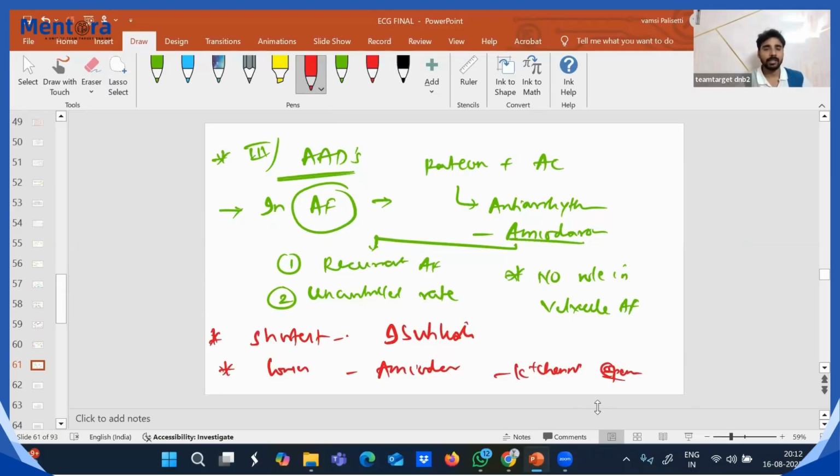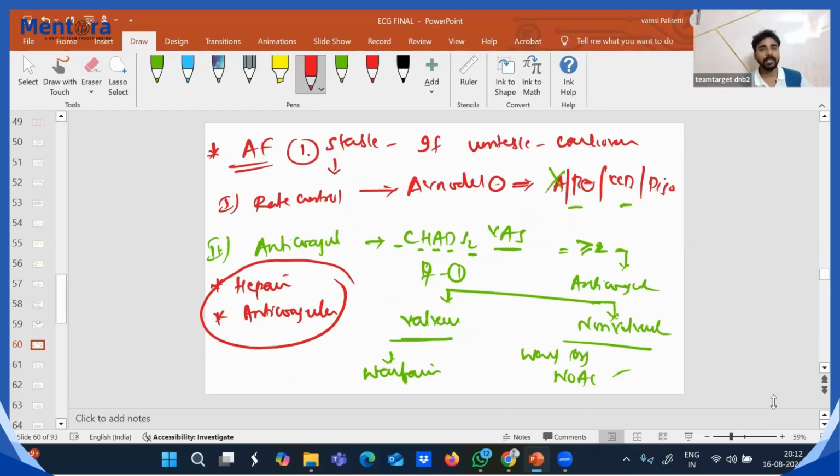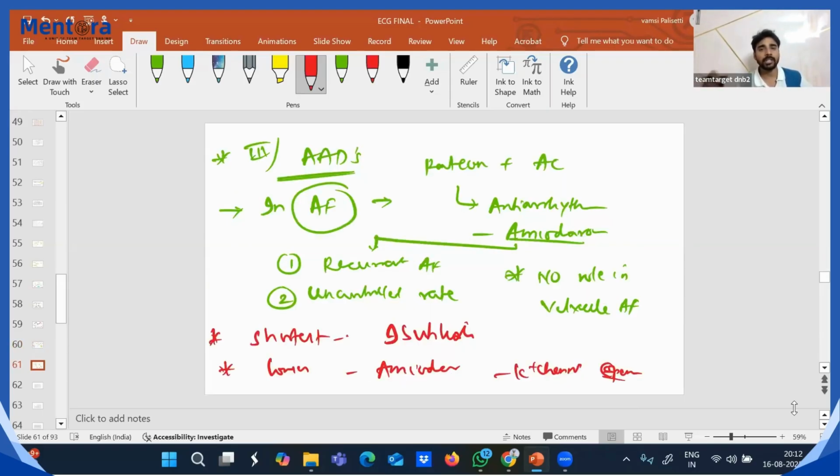Right, clear? So this is the management of AF. If it's a stable patient, control the rate; if unstable, go for shock. For rate control, you are using only metoprolol or calcium channel blockers. Similarly, for anticoagulation, use the CHA2DS2-VASc score, and if it is above the cutoff, you go for anticoagulation. If it's valvular AF, only warfarin. If it is non-valvular AF, you can go for warfarin or oral anticoagulants. Then rate control; only in the case of recurrent AF or inability to control the rate can you go for amiodarone.